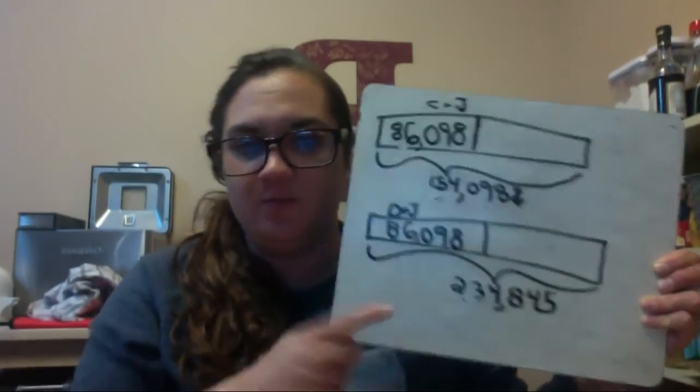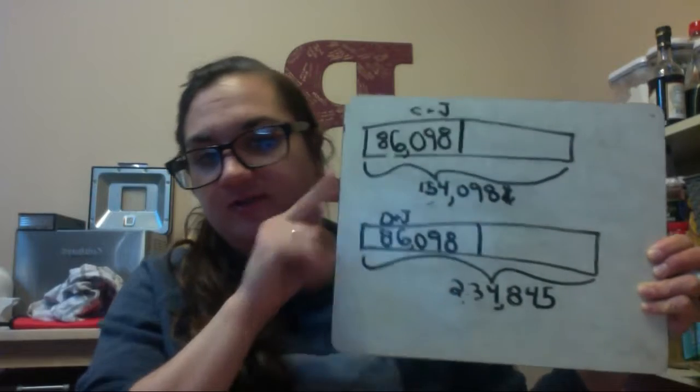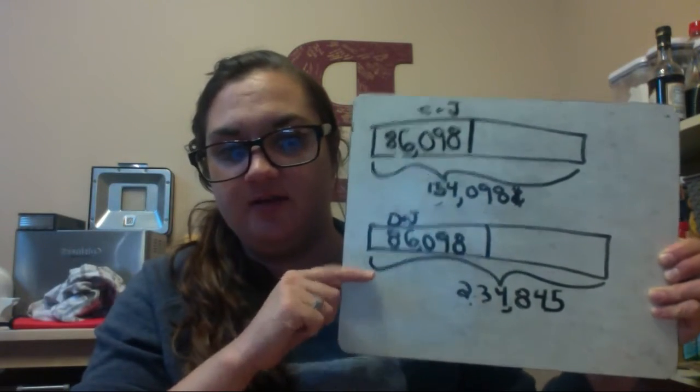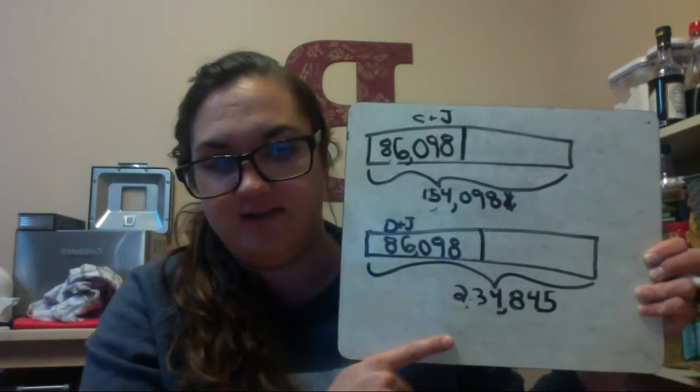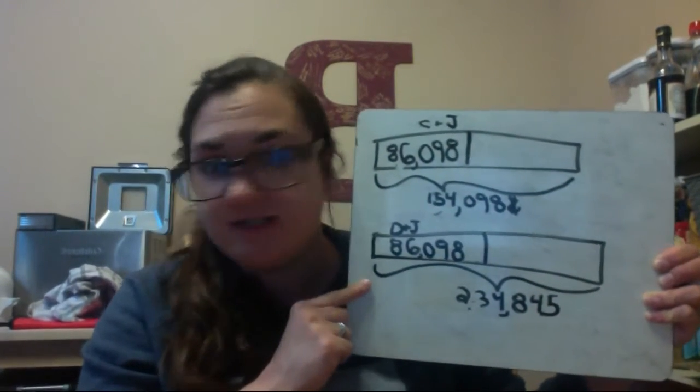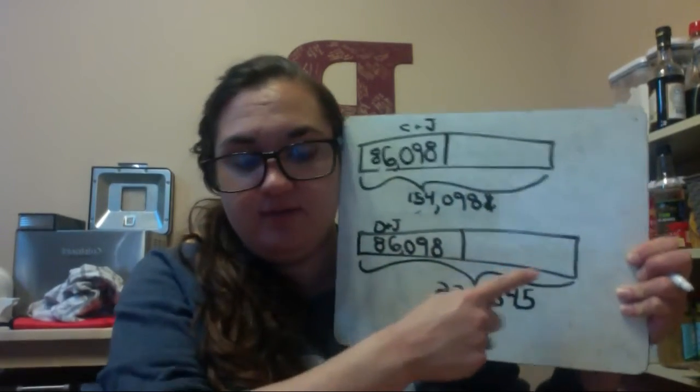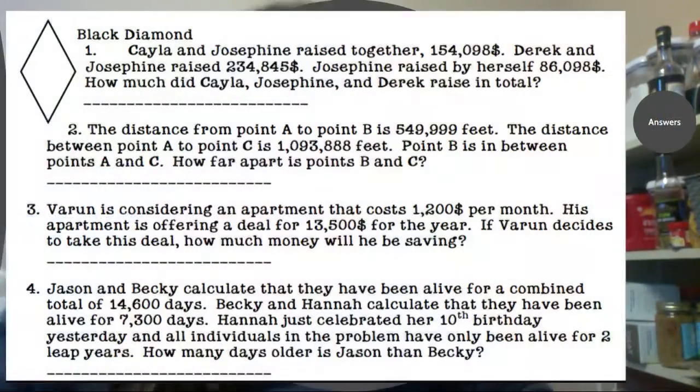And I see the same thing down here. Why do I have this number twice? Because Josephine was added into both of these totals. So Derek plus Josephine raised $234,085. Josephine by herself, still the same amount, is $86,098. Total minus the part will give me the remainder. So what we have to do is just subtract now. So we're going to do $154,098 minus $86,098.